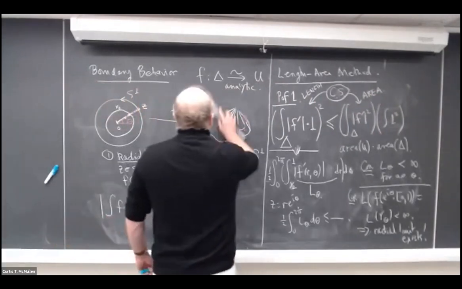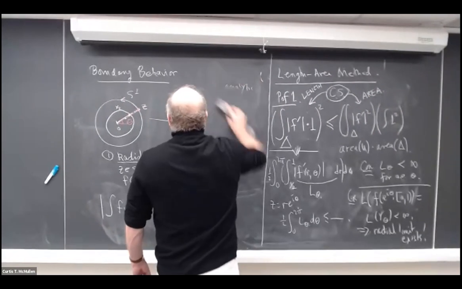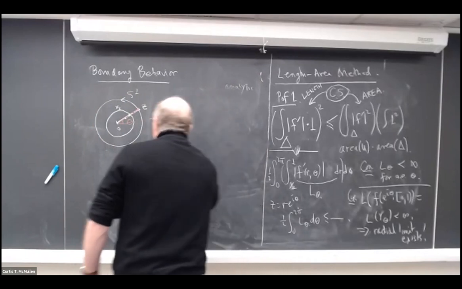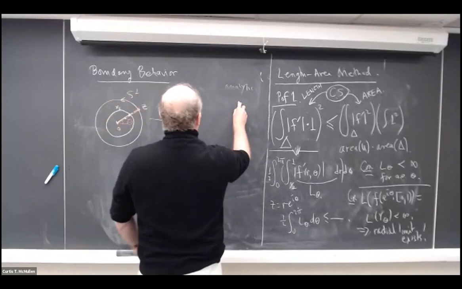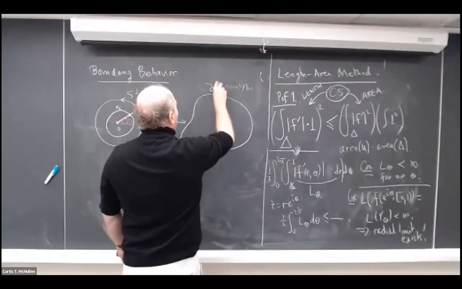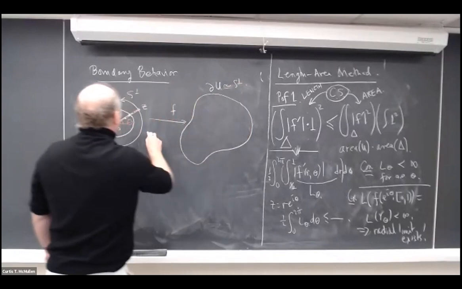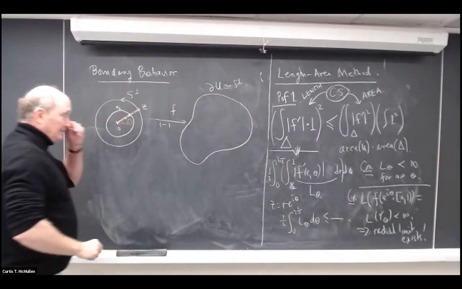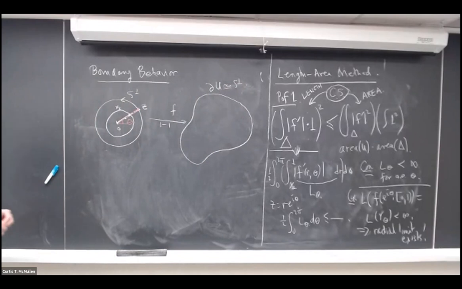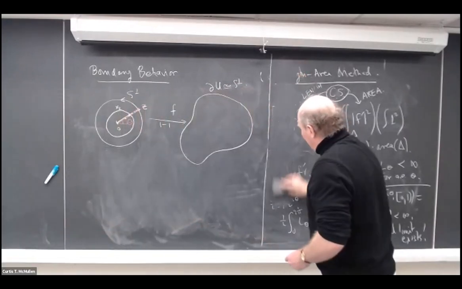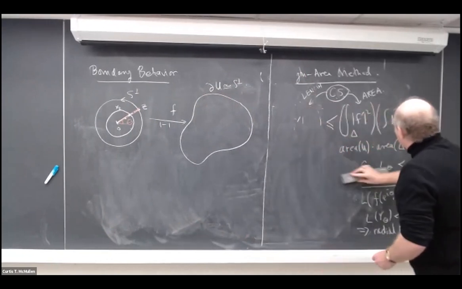Okay, so now let's proceed to the next theorem, which says that if we have a Jordan domain, so the boundary of U is isomorphic to S1, then in fact the mapping F is one-to-one. So this requires a slight souping up of the length area method.